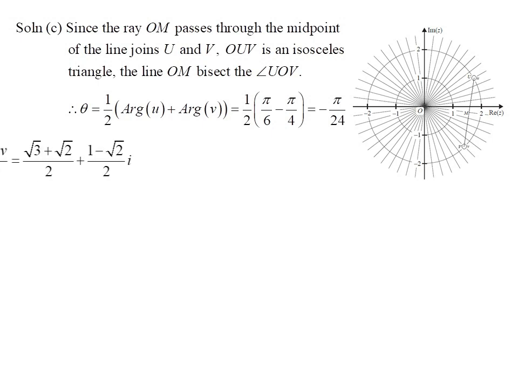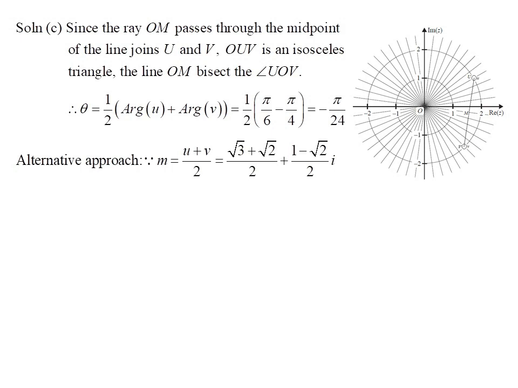However, an alternative approach to part C is to find the complex number at M, which equals (u plus v) over 2, which equals ((square root 3 plus square root 2) over 2) plus ((1 minus square root 2) over 2) i. Hence, theta equals arctangent of (1 minus square root 2) over (square root 3 plus square root 2), which equals negative pi over 24.